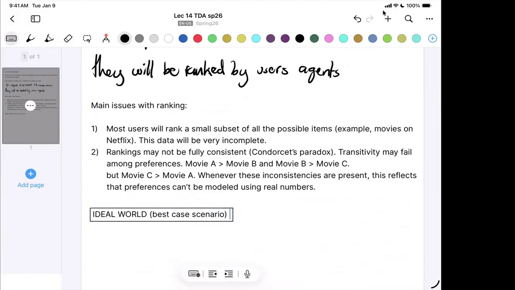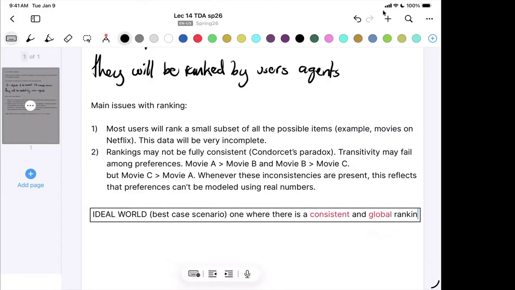The ideal scenario is one where there is a consistent and global ranking. Meaning that, if you think about it in the movie situation with Netflix, somehow you can aggregate the preferences of all the users, at least of all who were able to submit the data, and you somehow weight those preferences, right?